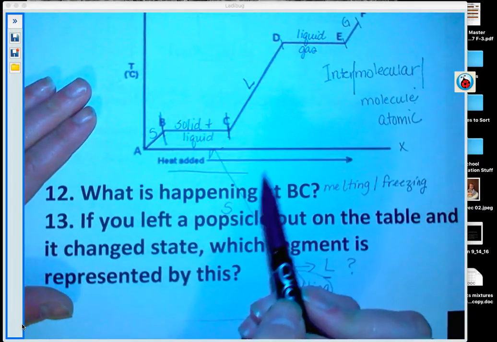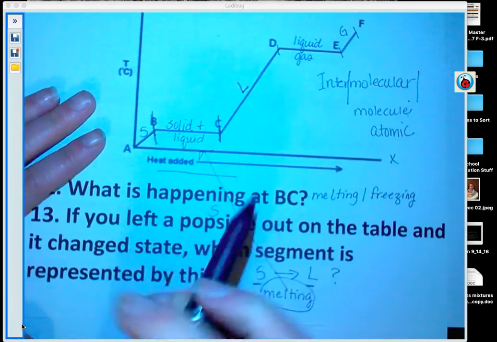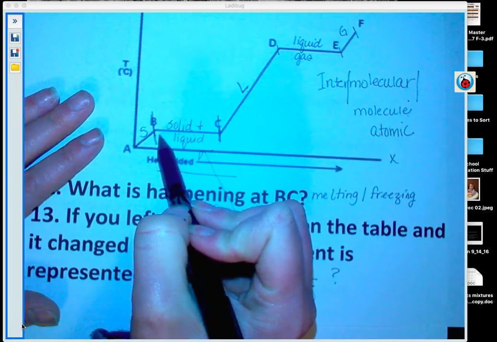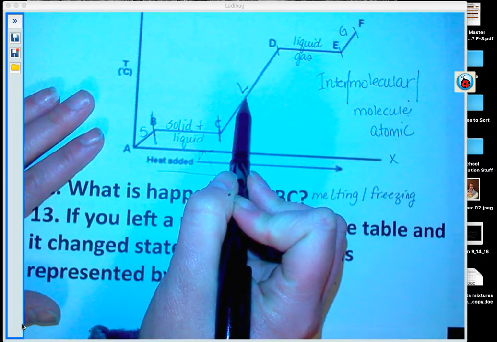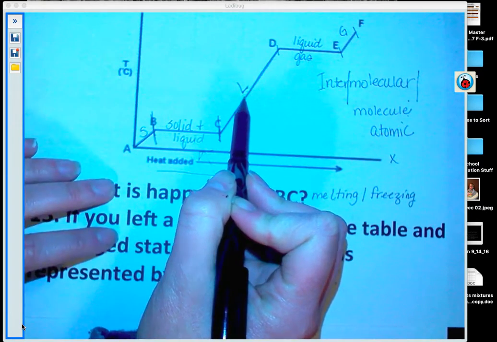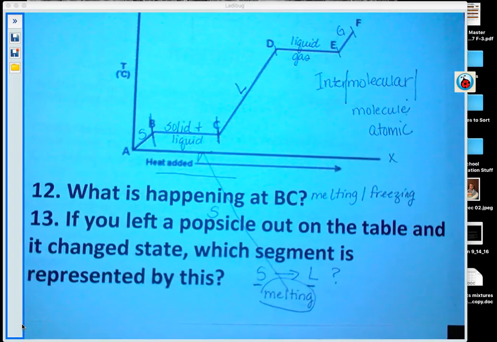If you're adding energy to it, if you're adding thermal energy to it, then you're going to go from a solid to a liquid. If you're taking away energy, such as putting it in a freezer or something, you're going from a liquid back to a solid. Okay?